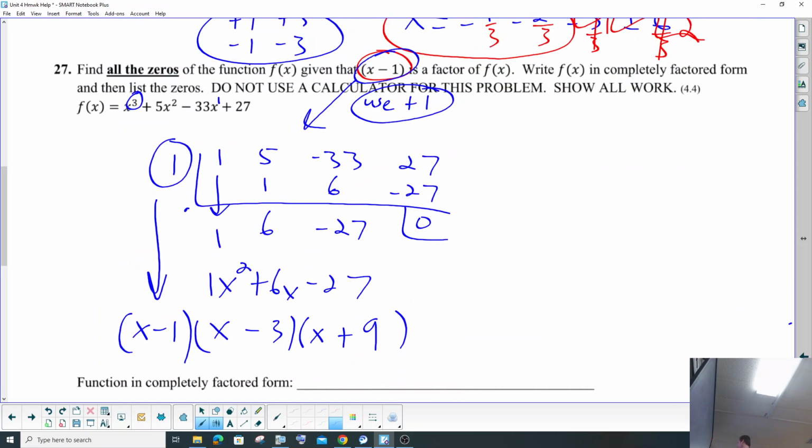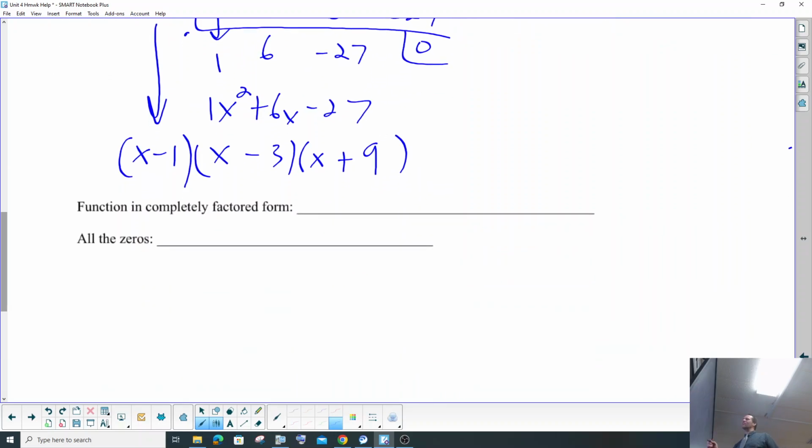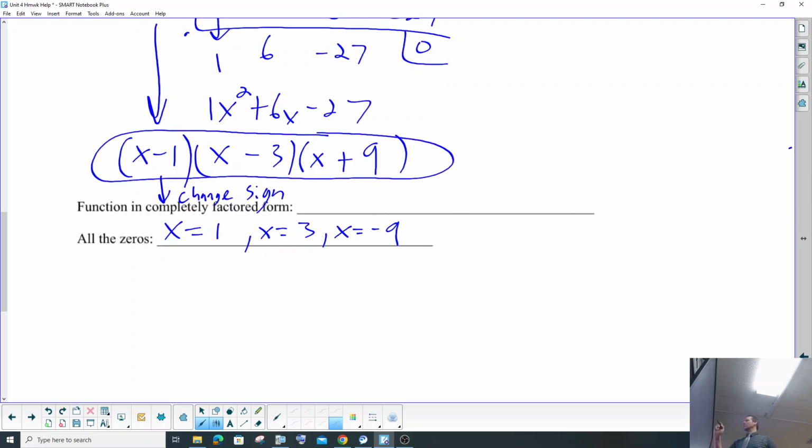And then you also have to find the zeros, right? You got to go and find all the zeros. So we just change the sign, right? So we get x equals positive 1, x equals positive 3, and x equals negative 9. Those are the factors for our factored form, and those are all the zeros. Woo! You got this. Nailed it.